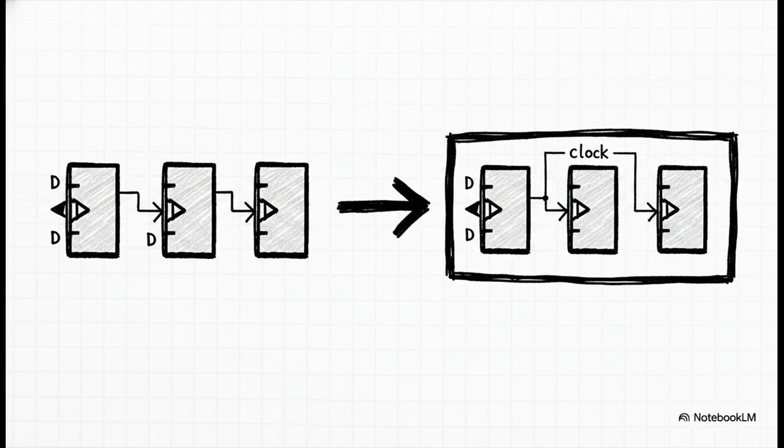So, okay, we've seen how a single flip-flop can store just one bit of information. But the real power, the real magic, happens when we start connecting several of them together. Imagine connecting, say, 4 flip-flops in a group. Now we can store a 4-bit number. And a group of flip-flops like this has a special name. We call it a register.